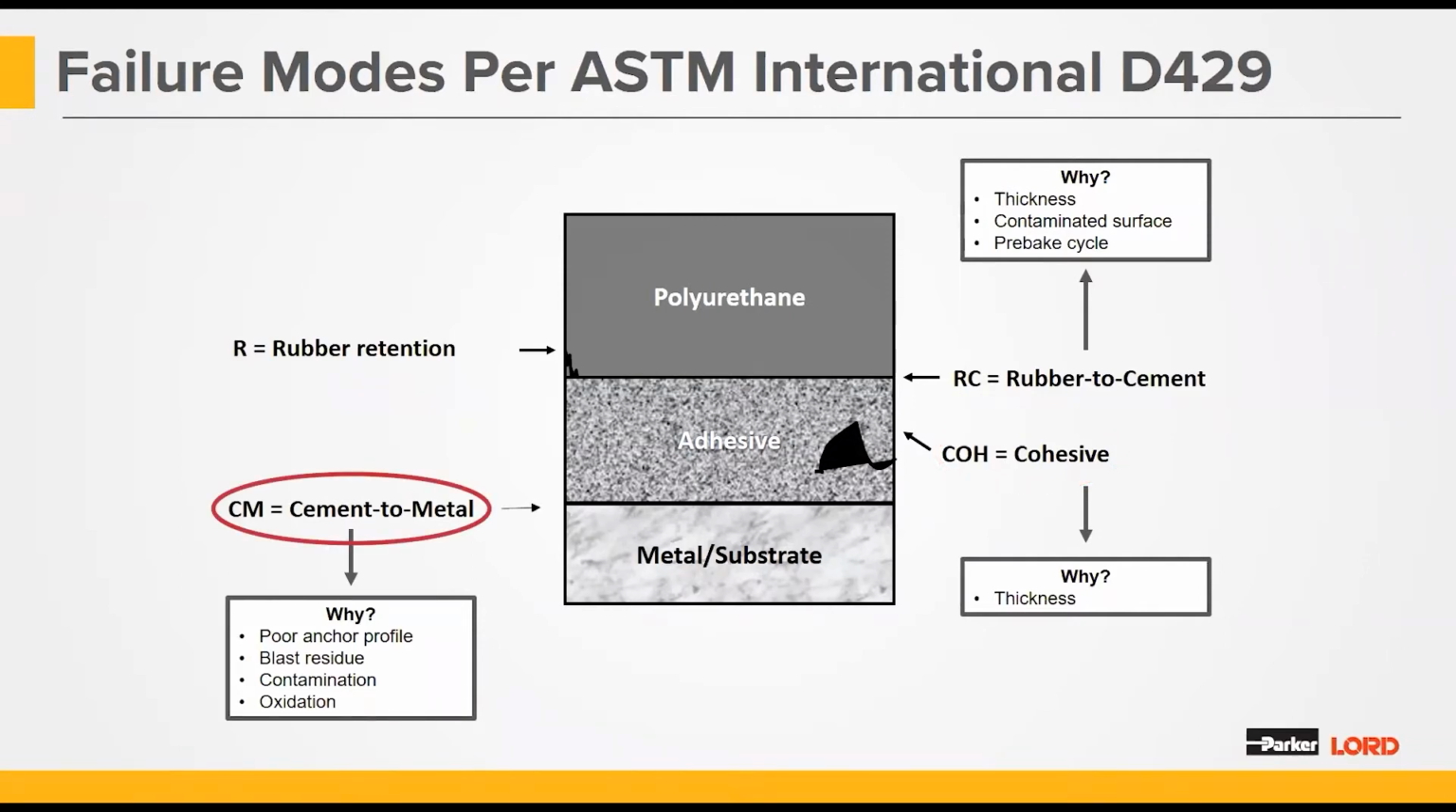CM, cement to metal. And this is a failure at the interface between the adhesive and the metal substrate. Why? Poor anchor profile, blast residue, contamination, and/or oxidation. It's important to note that the surface of your metal has to be clean and properly abraded so that you get that first bite of mechanical adhesion so that you can get that bonded good.